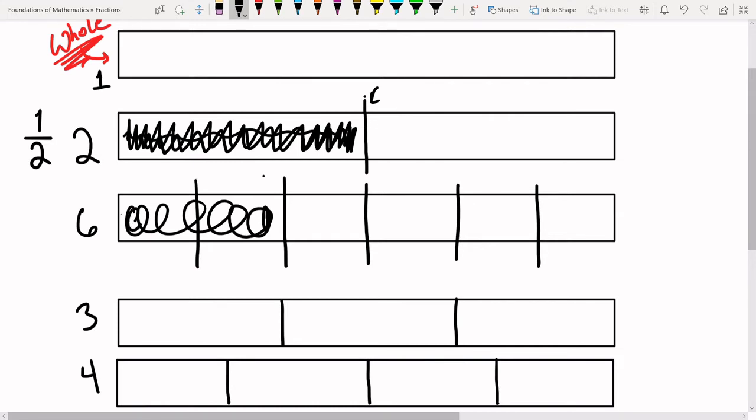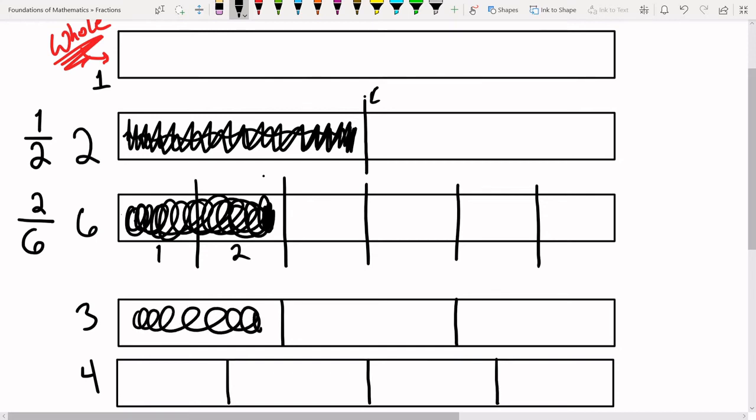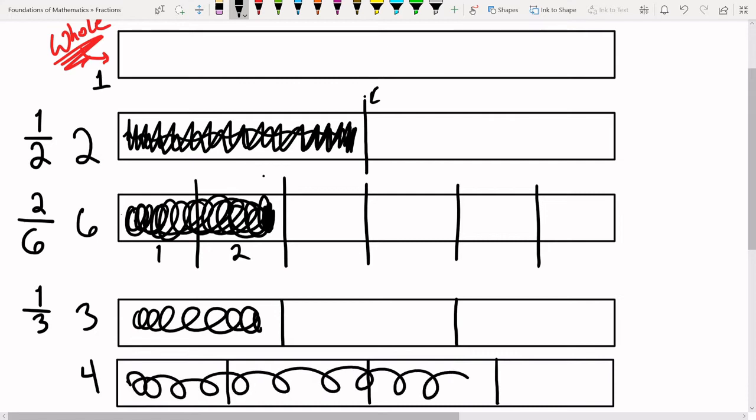So for this next one, we said there's 6 parts to this whole, and you can see there's 2 parts that we have. We have 2 parts out of the 6 total parts. The next one, if we were looking at this one, this would be 1 part out of the 3 parts that make the whole piece of lumber. Last one here, let's look at this. This is going to be 3 parts out of the 4 parts that make up the whole piece of lumber.